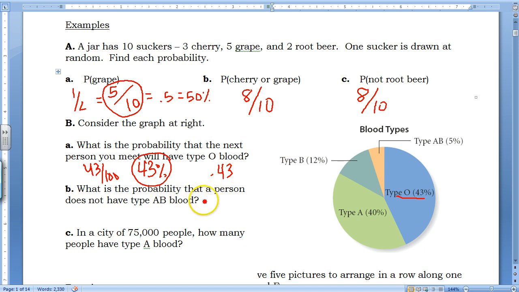What is the probability that a person does not have type A blood? I can find type AB, and I can say that there's 5% that has it out of 100%. That means 95% doesn't have it, because 100% minus 5% leaves me with 95%. I could also go the longer way of adding everything else up. If I add up 12% plus 40% plus 43%, I'll get the same answer, 95%.